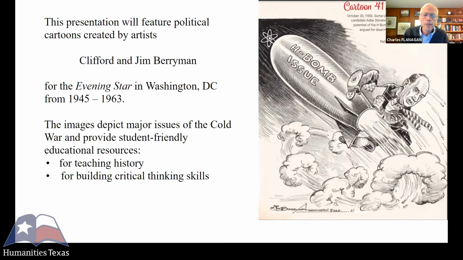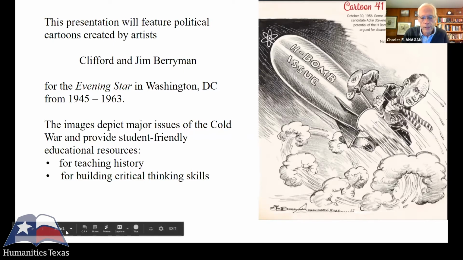And these images depict major issues of the Cold War, and they're student-friendly educational resources because you can use them to teach about history and you can use them to build critical thinking skills. So I'm going to talk about them, like how do you teach history with this stuff? How do you teach critical thinking skills with these kind of images?